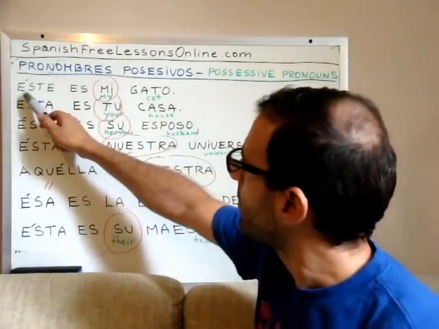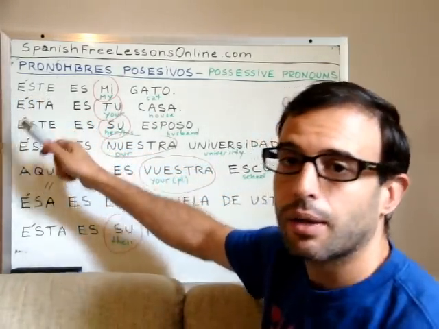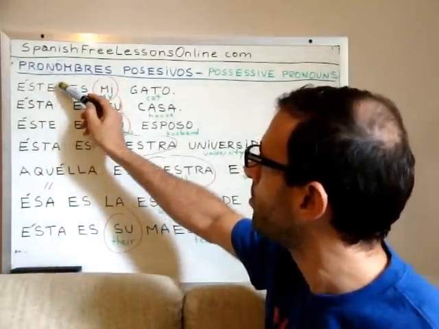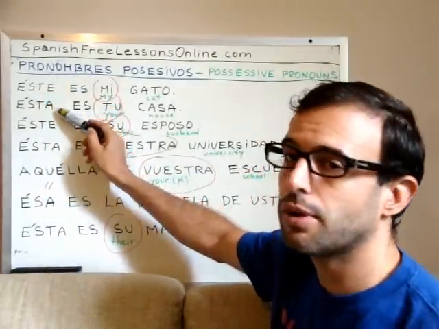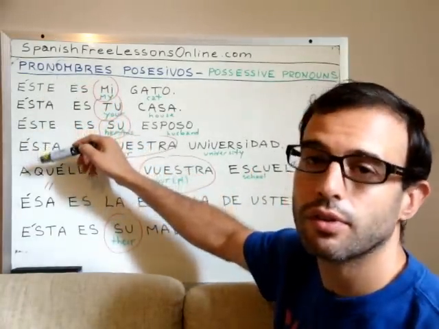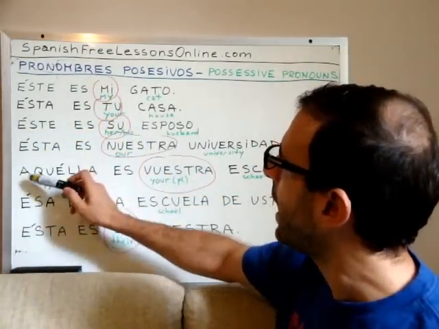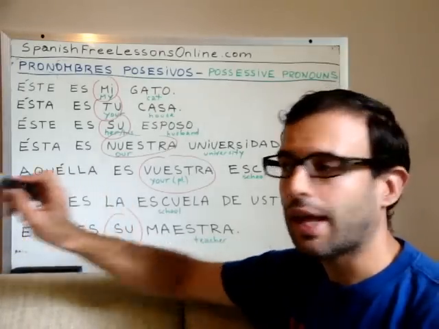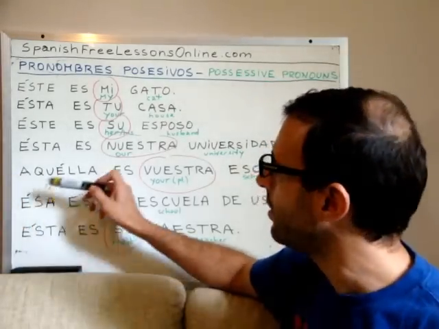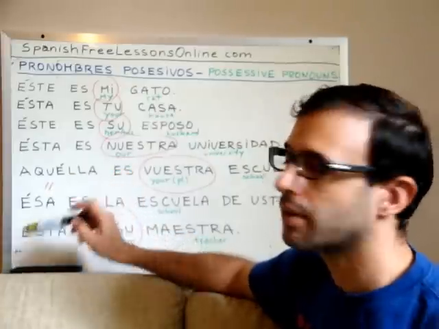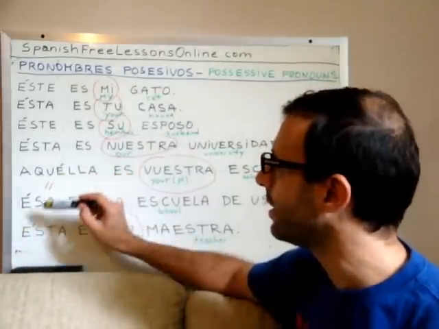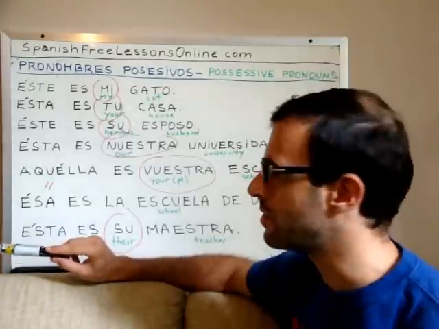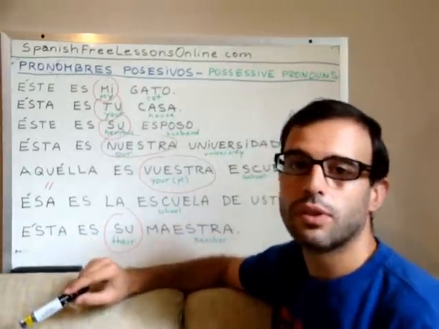Also see here, este and esta mean this, right? This for masculine, this for feminine, right? All these are in singular. Aquella and esa mean that. And these are synonyms. You can use aquella or esa in any situation. They always mean the same thing and are correct.